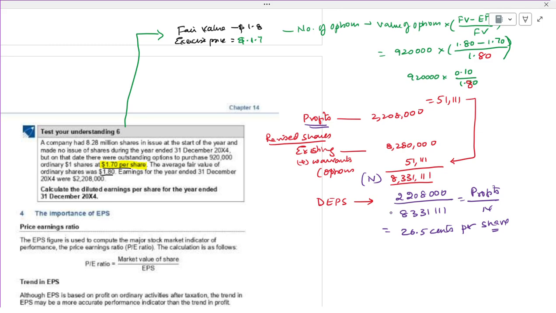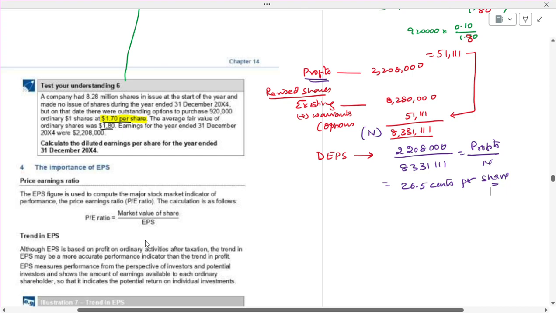Is it clear? Yes, doctor. Fine. These are the major ones we have done. We have done normal basic earning per share. We have done with respect to bonus, with respect to rights issue, with respect to the theoretical ex-rights price, and we have done with respect to warrants.